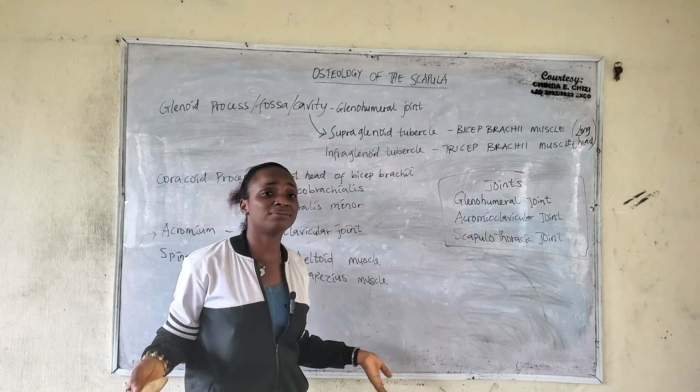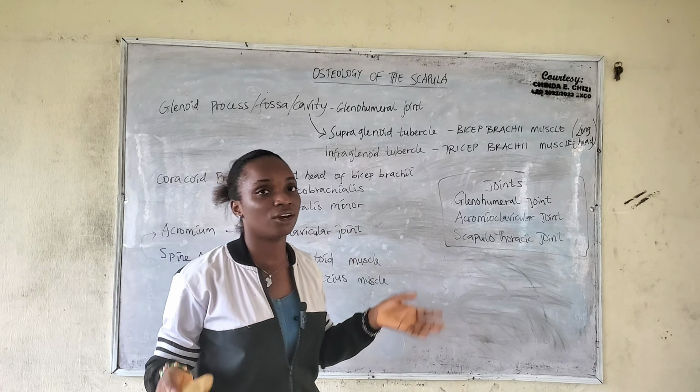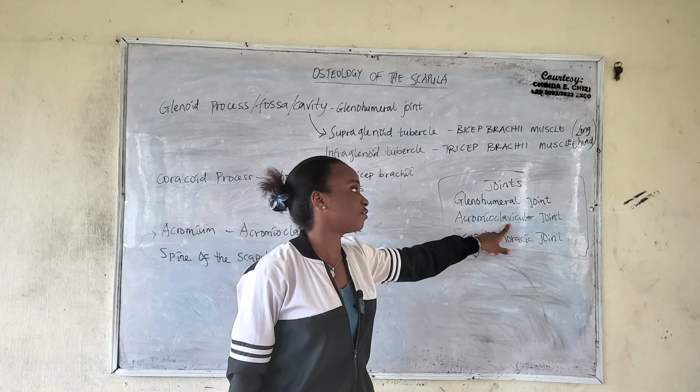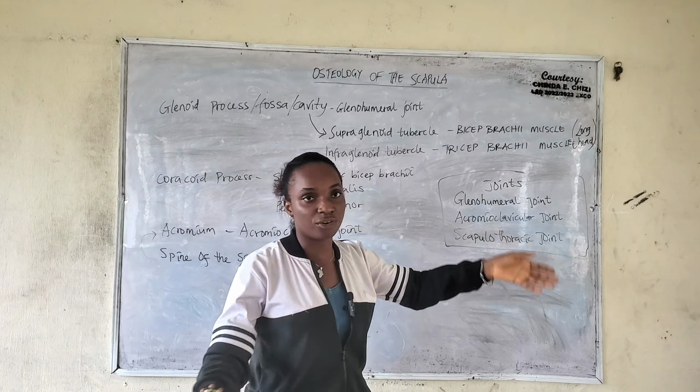So if you ask what attachments the scapula has, like what bones the scapula attaches with, don't forget: humerus, humeral; clavicle, clavicular; thorax, thoracic.